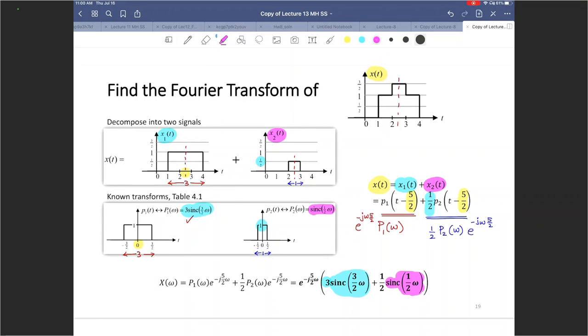All right, questions about this? Break the rectangles into signals for which we know the transform pairs, use the standard pairs, apply the properties of time shift and linearity, and then get to the signal that you want.